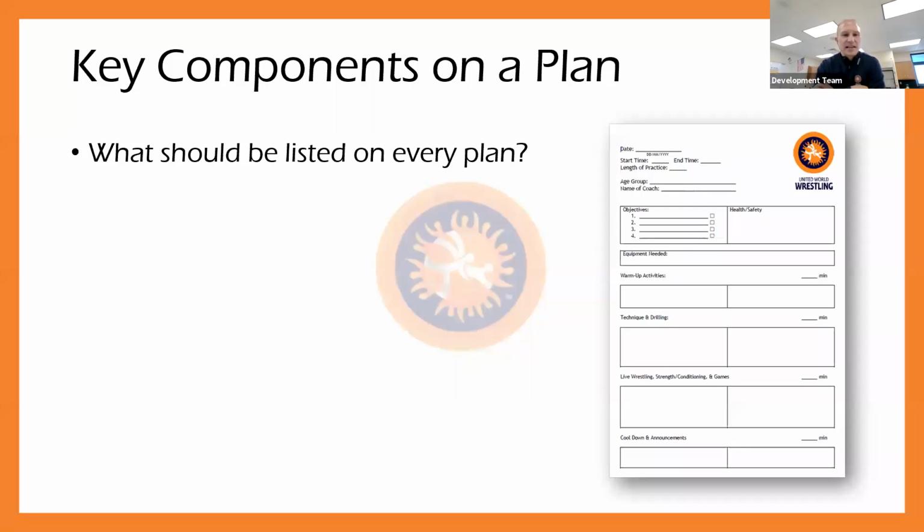Another aspect here is key components on a plan. What should be listed on every plan? And you can see the document off to the right is an example, kind of a template of a practice sheet that you could use to fill out. One of the things that you would have on there is the date. On every practice plan, I have exactly what today's date is. As you saw at the top of my notebook, I also type that on the plan itself, making sure I have that. That way, when I reference it, I know when we did it.